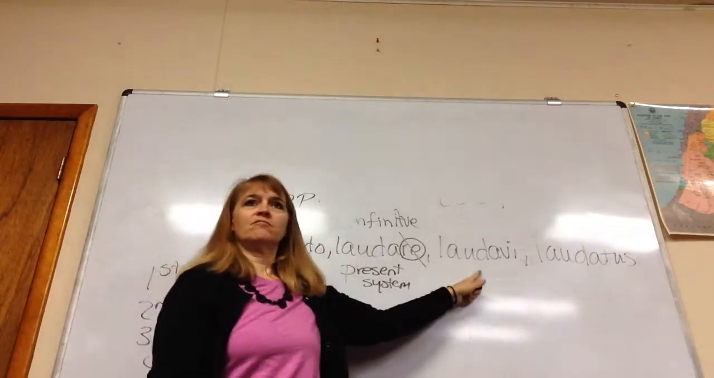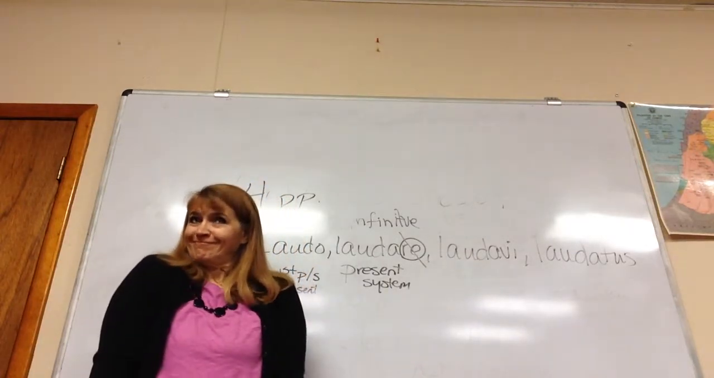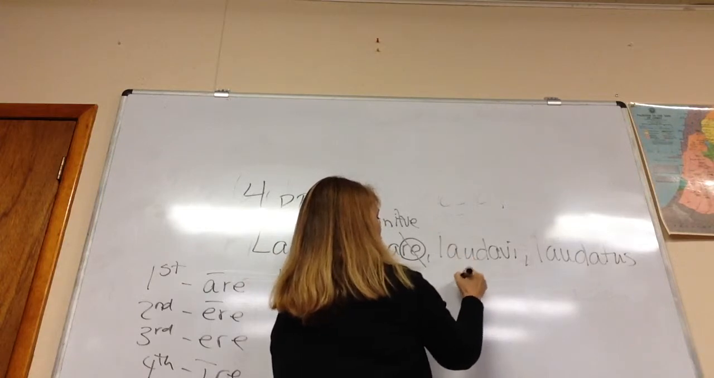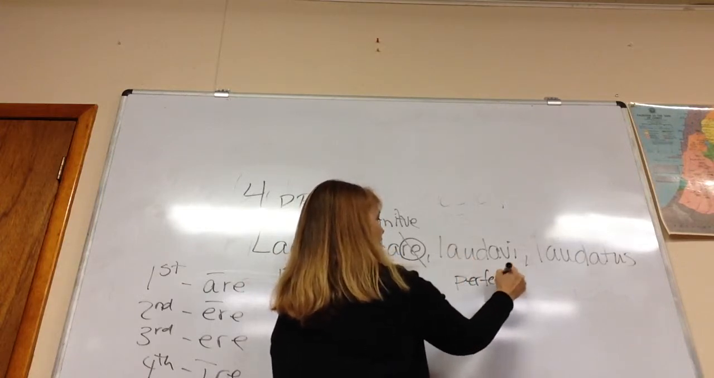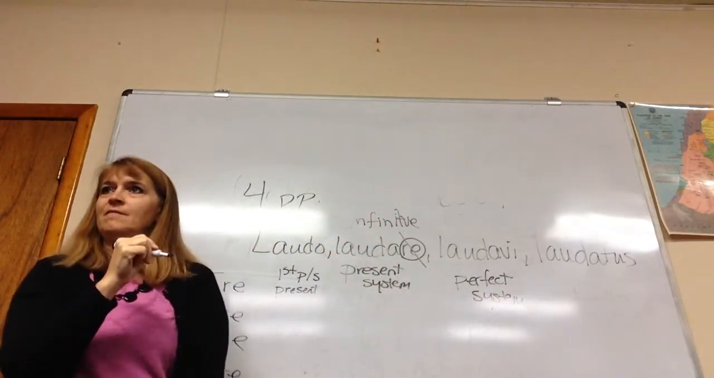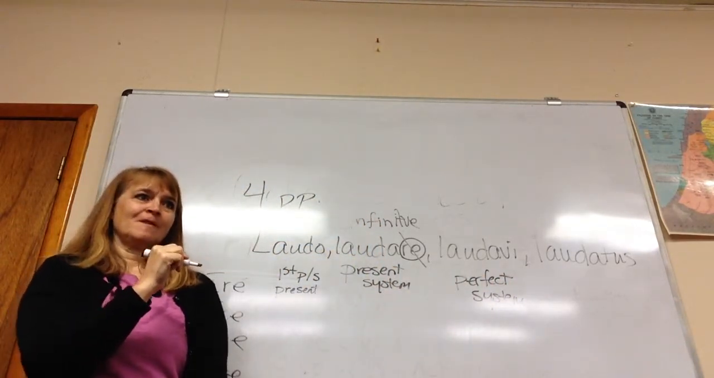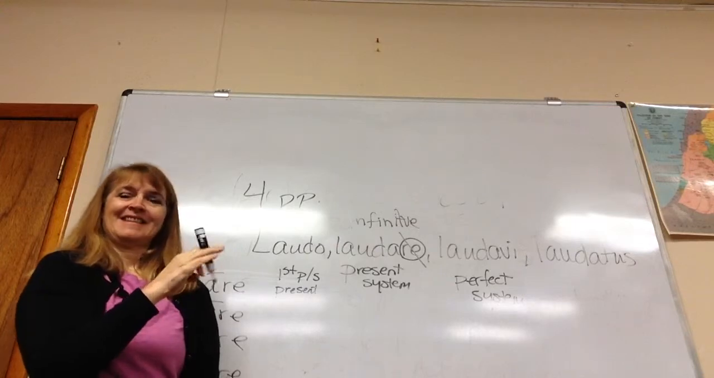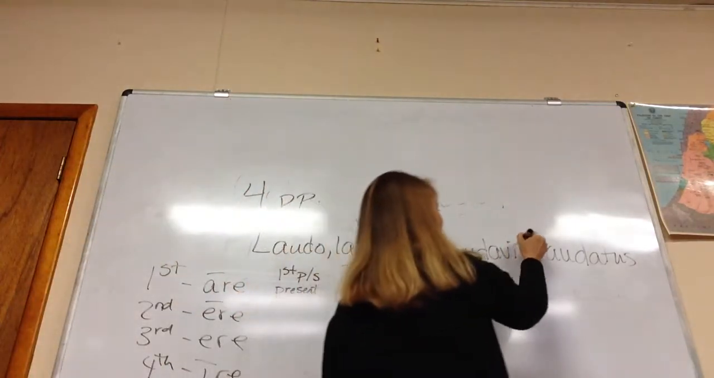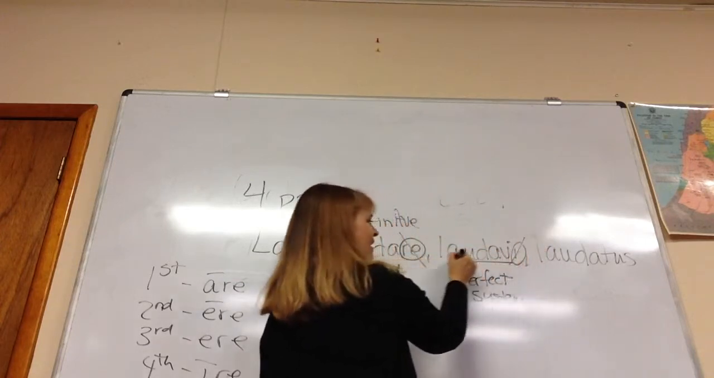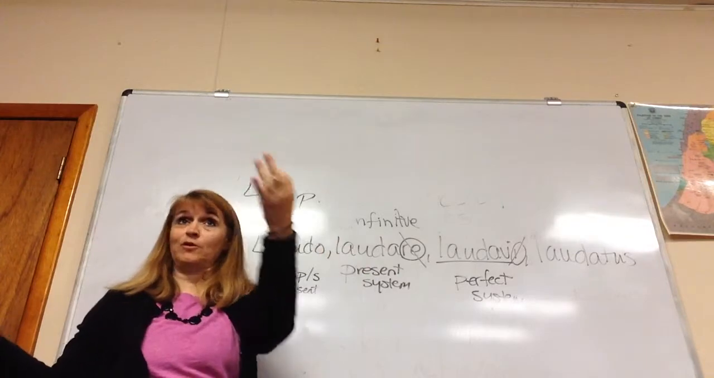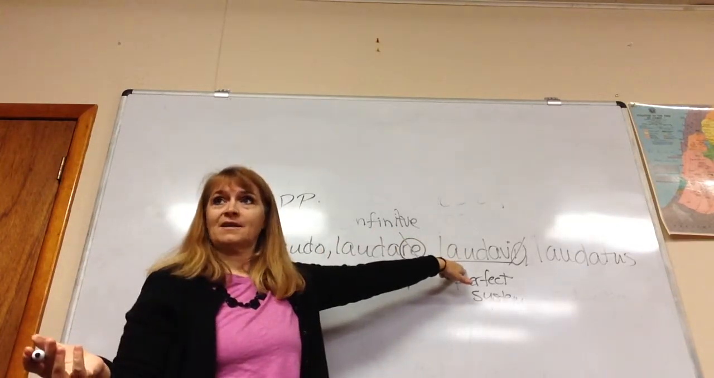What's this one? Perfect. This is your perfect, so it gives us our perfect system. Who remembers how to find our stem for the perfect system? Anybody? Any takers? Drop the I. It's really important. There's your stem. And we already said what 3 tenses are built on that: perfect, pluperfect, future perfect.